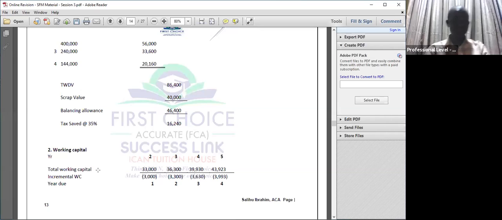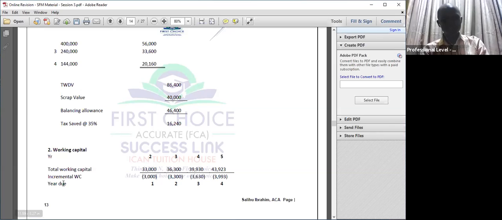My total capital allowance, you see that in year 1, I was already given 30,000. So from year 2, I will simply grow it. 30,000 times 1.1 is 33. Times 1.1 is 36.3. Times 1.1 is 39.93. Times 1.1 is 43.923. Can you see that? So these are the capital allowances.